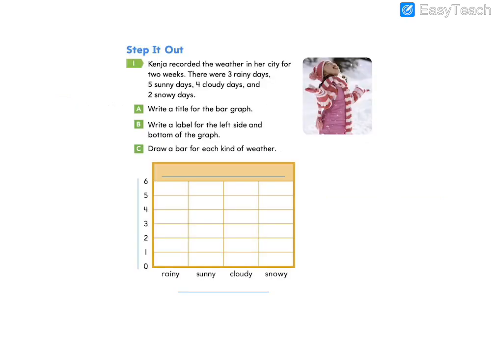Let's look at the Step It Out problem. Kenja recorded the weather in her city for 2 weeks. There were 3 rainy days, 5 sunny days, 4 cloudy days, and 2 snowy days. Write a title for our bar graph. What is it talking about? It's talking about the weather. And let's make it a little more specific, about Kenja's weather.